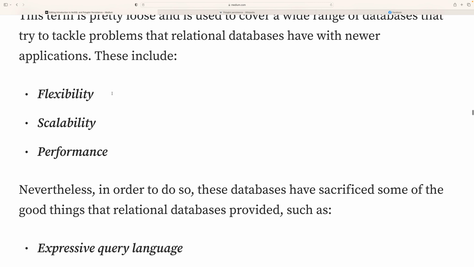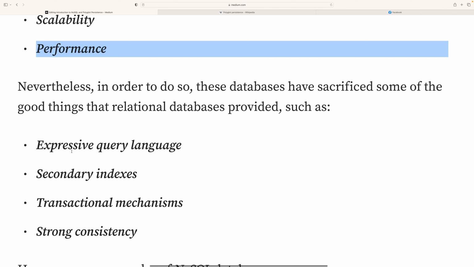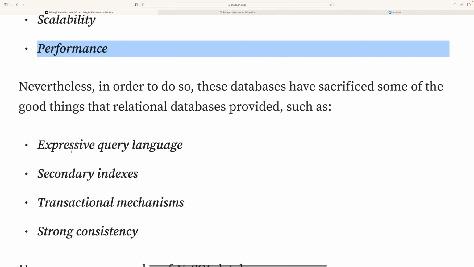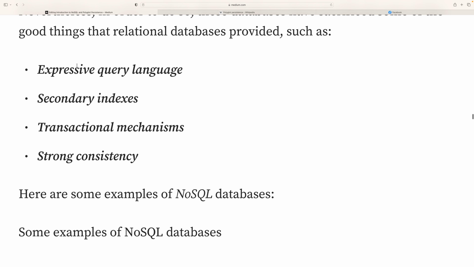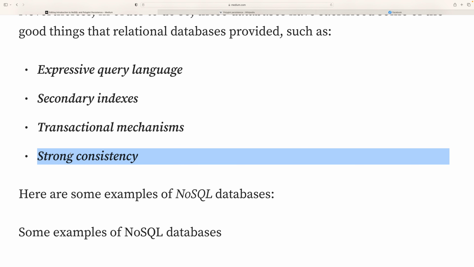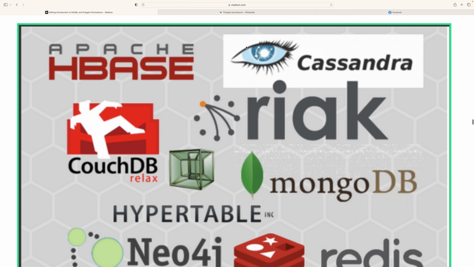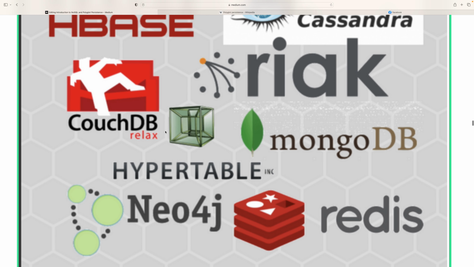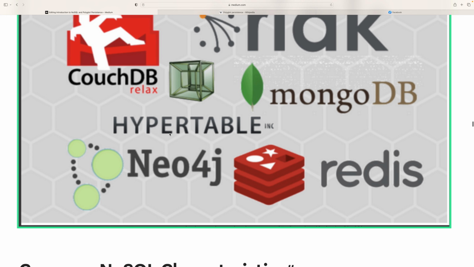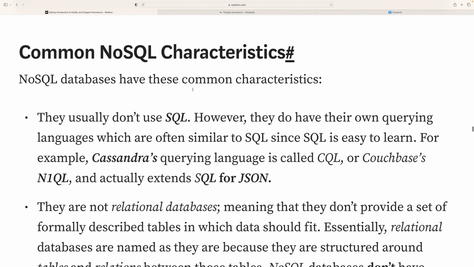This includes flexibility, very fast scalability, and good performance. Nevertheless, in order to do this, these databases have sacrificed some of the good things that relational databases provide, like SQL, which we cannot use. First is an expressive query language. Second, we will miss indexes. We will also miss transaction mechanisms. Strong consistency we don't have in NoSQL. Here are some examples of NoSQL databases: Cassandra, HBase, CouchDB, MongoDB, Hypertable, Neo4j, Redis.